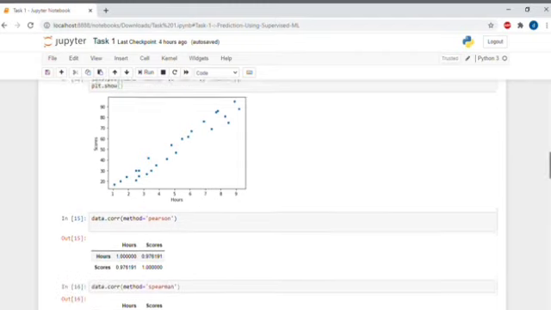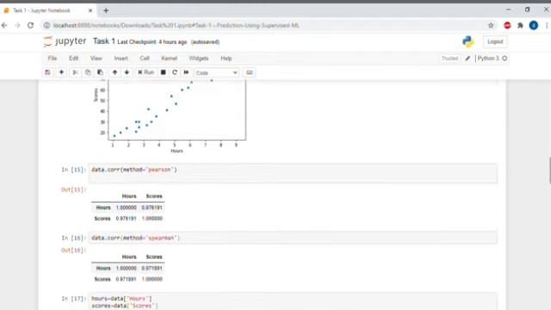So the correlation coefficient we are getting is 0.976, which is fairly equal to 1 and a positive value. So this means that there is a positive linear relationship between the two variables, which implies that if the number of hours increase, the score will also increase.